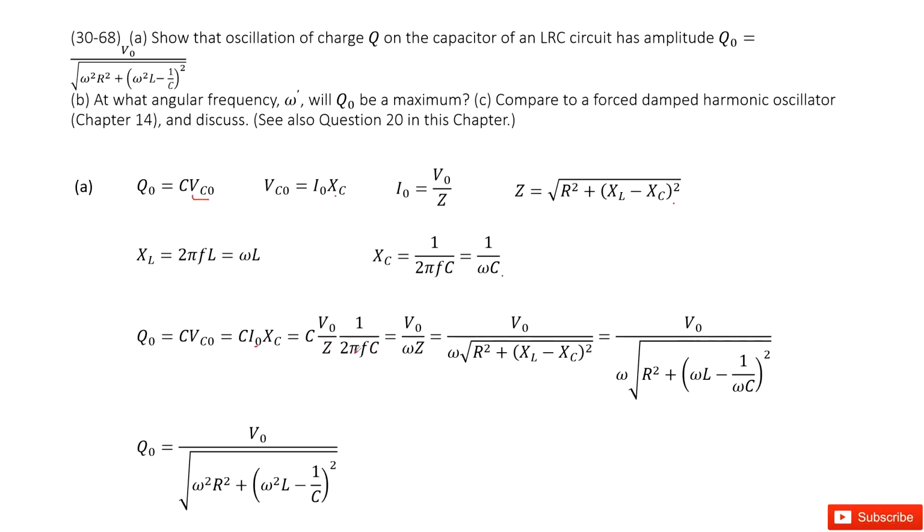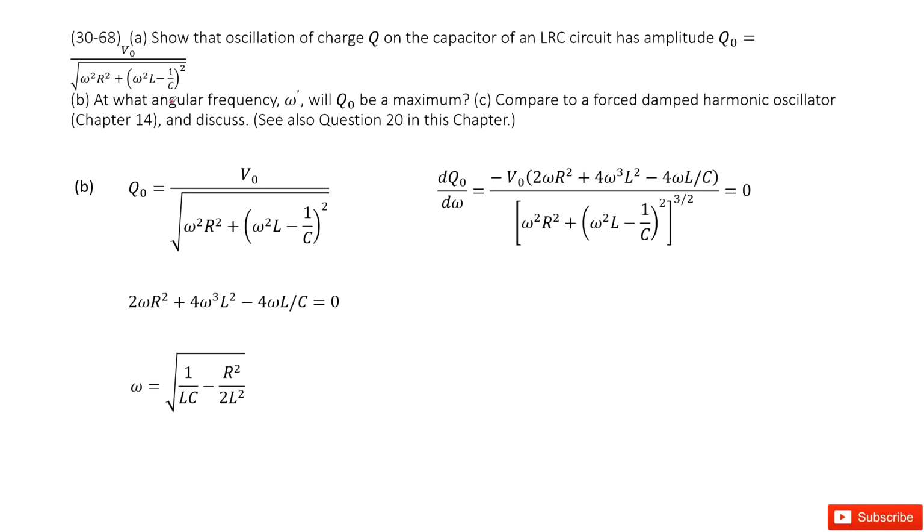Now this one we can calculate, right? In this case V0 is there, C cancels. 2 pi f we can write as omega, so omega times Z, right? Now replace Z with the square root expression inside. And then we replace XC and XL in terms of omega, looking like this. Finally, we put this omega inside. We proved it. The peak charge Q on the capacitor just equals this equation.